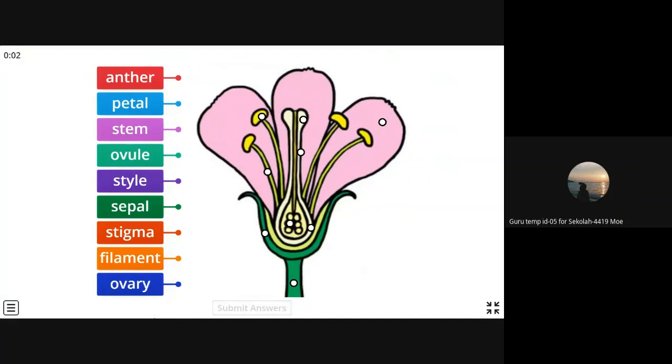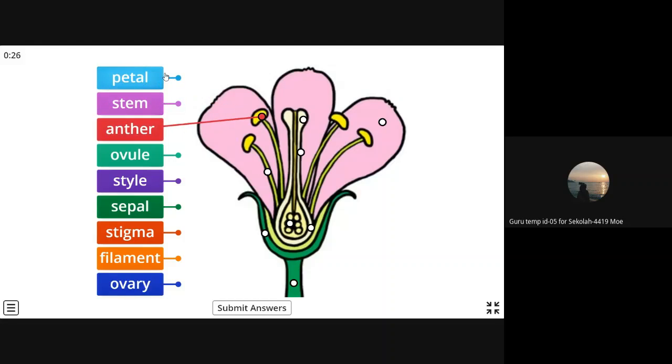So, kamu yang ni kena label, okay, since kamu tak boleh access ni tak pernah saya tuang label. So, you can tell me, okay, so anther. Which one is anther? Which one do you think is the anther? The up. Okay, you can tell me the color. The yellow one. Yes.